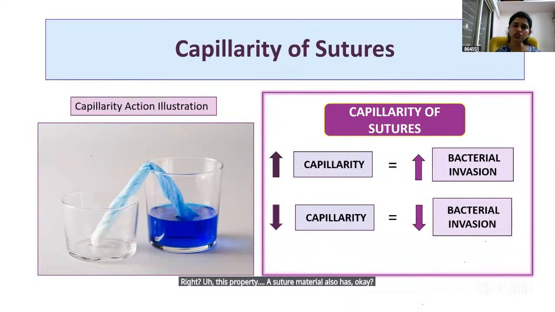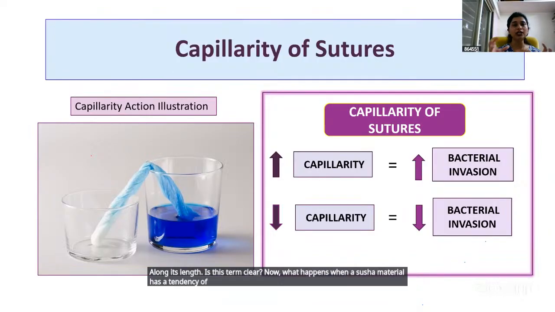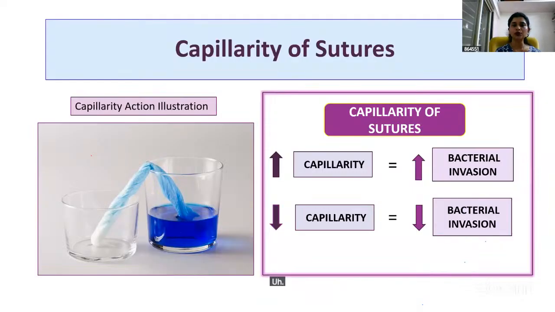Now, what is the meaning of capillarity of suture materials? It means that if a suture material has high capillarity, it has more tendency of drawing tissue fluid along its length. Is this term clear? This tissue fluid is also going to have a lot of bacteria in it, right? With high capillarity, the sutures tend to pull that fluid along their length, and that is how they are inviting more bacteria into the wound site.